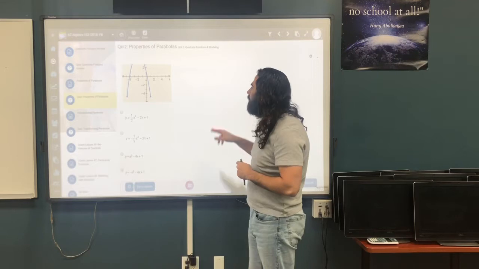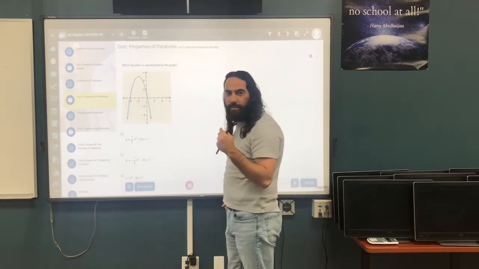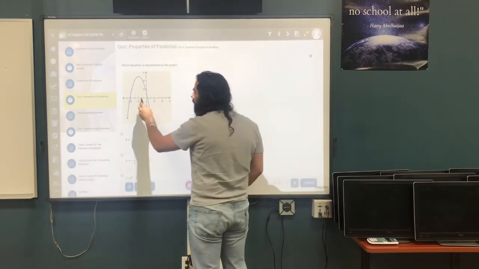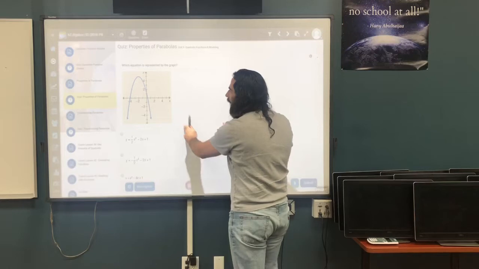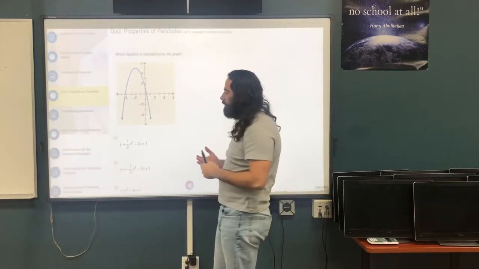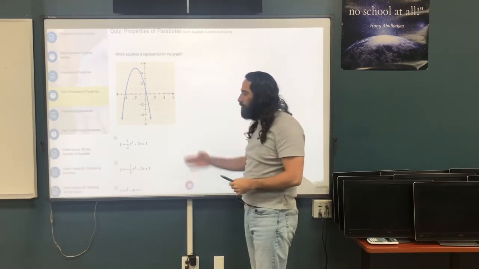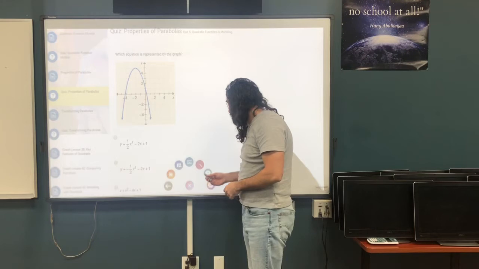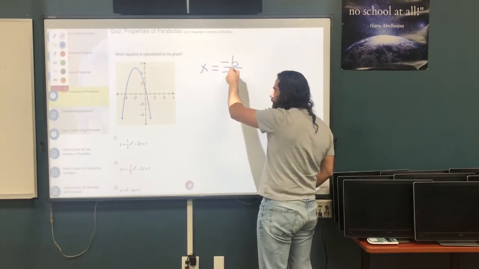Perfect? The second thing is the axis of symmetry. What's the axis of symmetry? x equals what? Negative 2, because this line cuts it in half. x equals negative 2. That's the axis of symmetry. So which one gives you the axis of symmetry? You need to check each one. Remember, to check it, you need to use the formula x equals negative b divided by 2a.